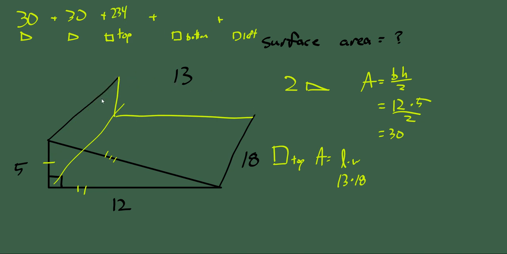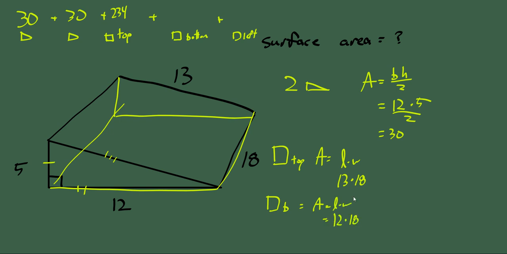On the bottom, we have another rectangle, and that is 12 by 18. 12 by 18 is 216. And the rectangle on the left is 5 by 18. So area is length times width, which is 5 by 18. And 5 by 18 is 90.